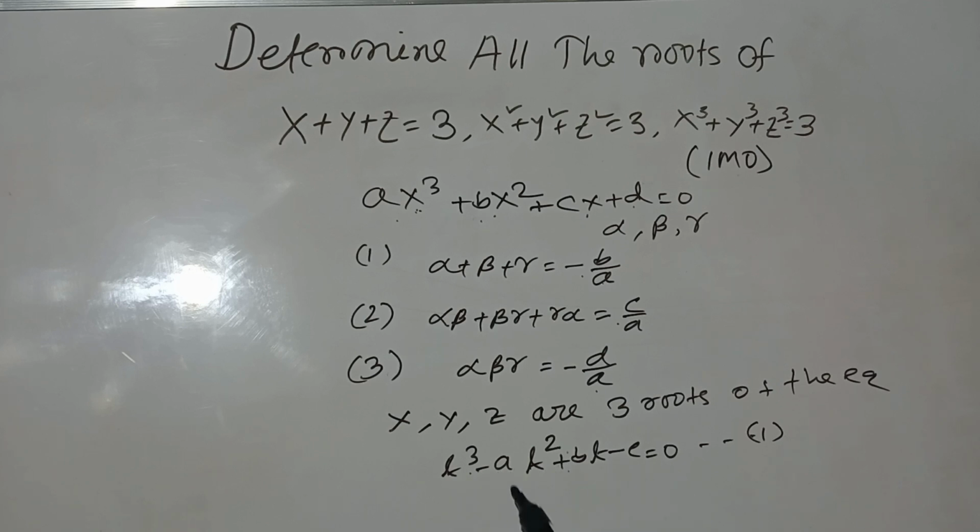If the roots of this equation are x, y, z, then the sum of all the roots, x plus y plus z, as per this formula is minus b over a. Here the coefficient of t square is negative a, so negative of negative a over a, which here is 1, is simply a.